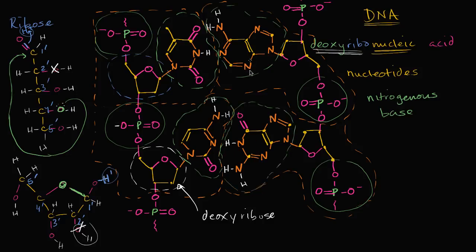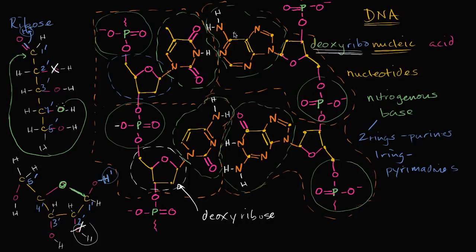The ones with two rings, the general categorization, we call them purines. So nitrogenous bases, if you have two rings, we call them purines. That's a general classification term. And if you have one ring, we call these pyrimidines. And these two on the right, these two purines, this one up here, this is adenine.